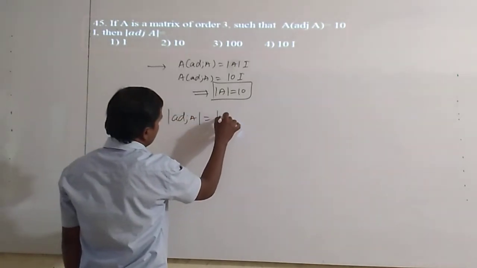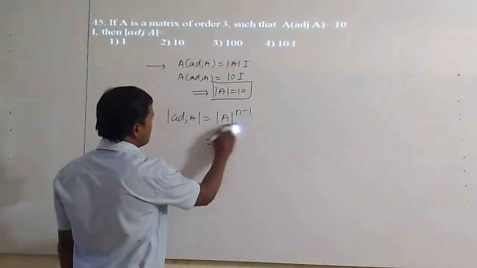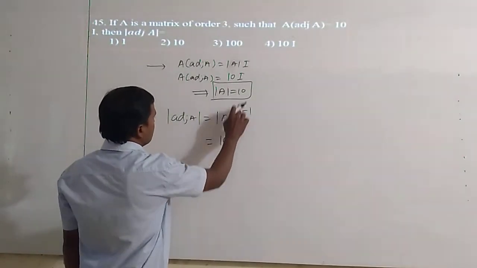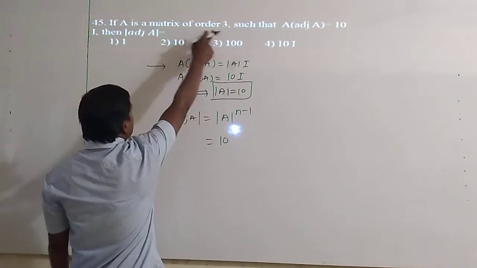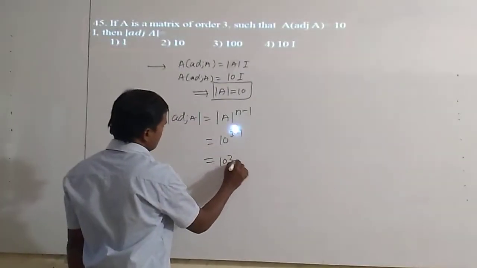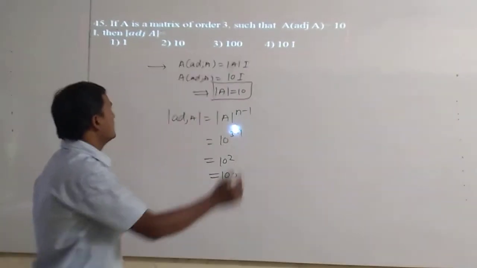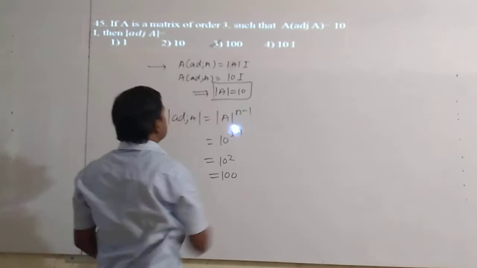That is given by the formula determinant of A to the power n minus 1. Determinant of A is 10. N is nothing but 3, they have given the order of the matrix as 3. So clearly 10 square, therefore your answer is 100. Which option is the right one? Clearly the third option is the right one.